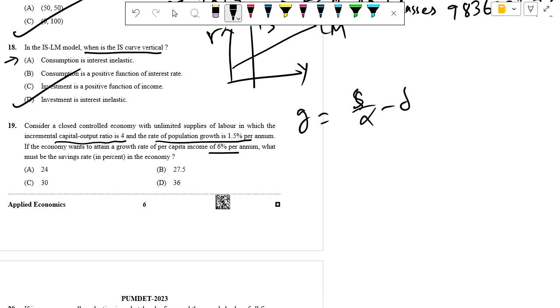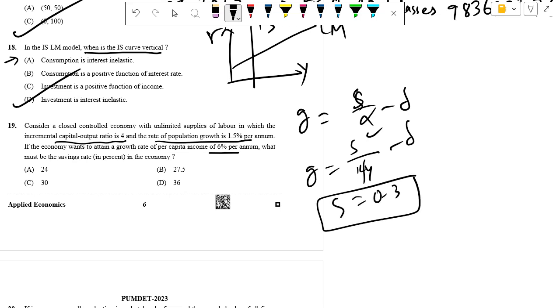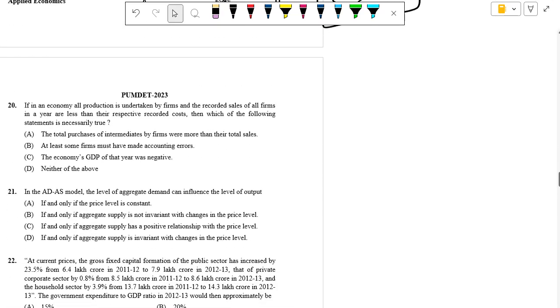So s equals the savings rate, alpha equals the share of labor in the income, and delta is the depreciation rate. So K by Y equals 4. So g equals s K by Y minus delta. So we can put all these values and here we get s equal to 0.3. So the required value is 30%. So C equals 30.